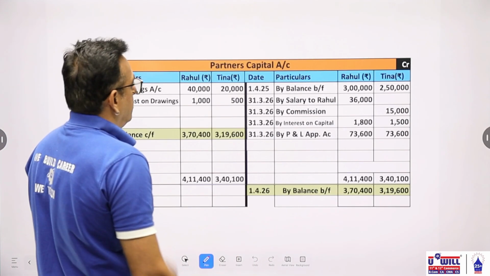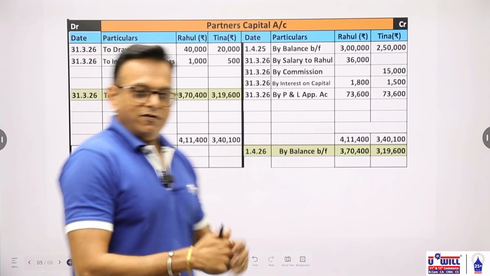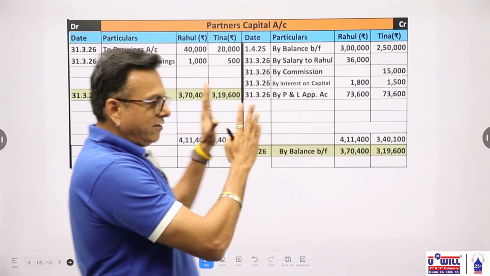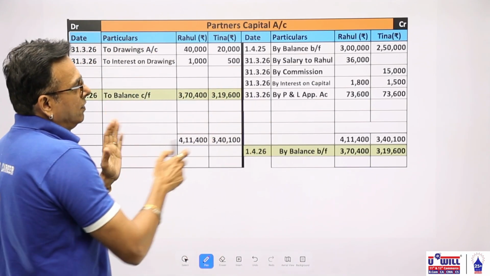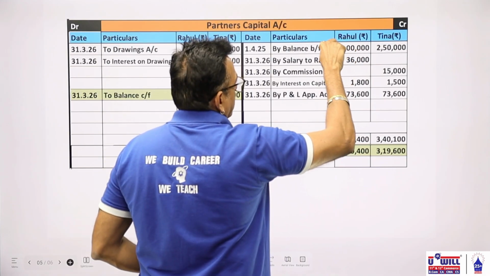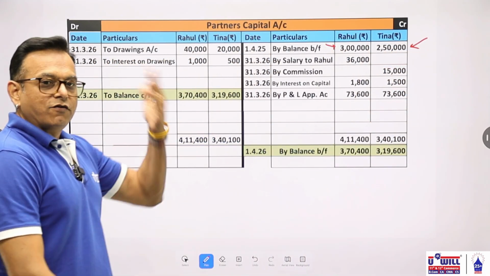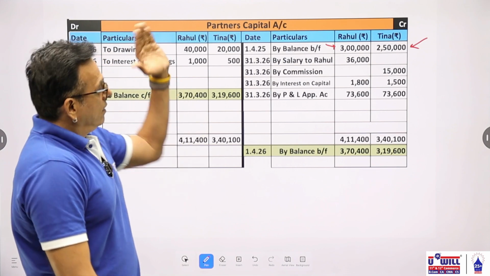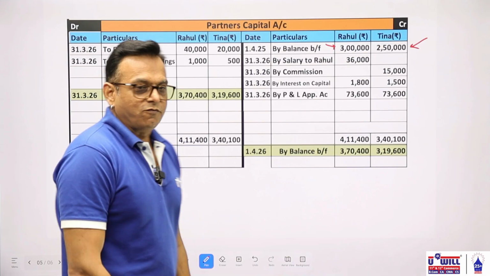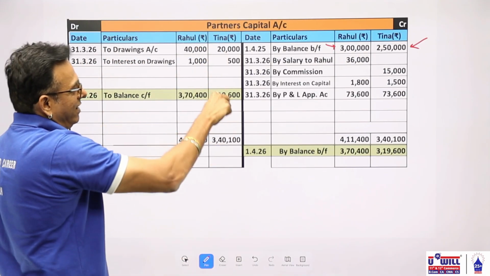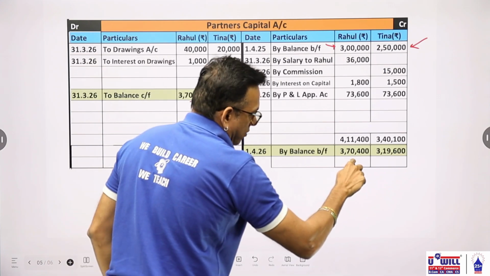Let's see. We have done a sum in the previous lecture, so I have kept this example over here to make you understand. Now in the previous sum, we had the opening balances of Rahul and Tina, from the previous year. Then salary to Rahul, commission, interest, distribution of profit, drawings, interest on drawings. Now we have these balances which are transferred over here.